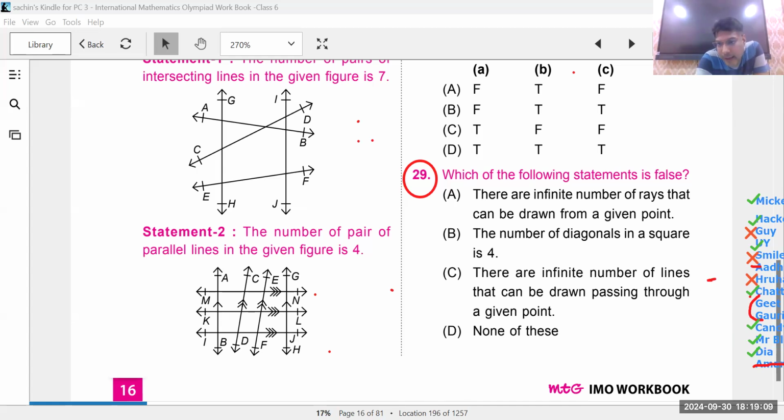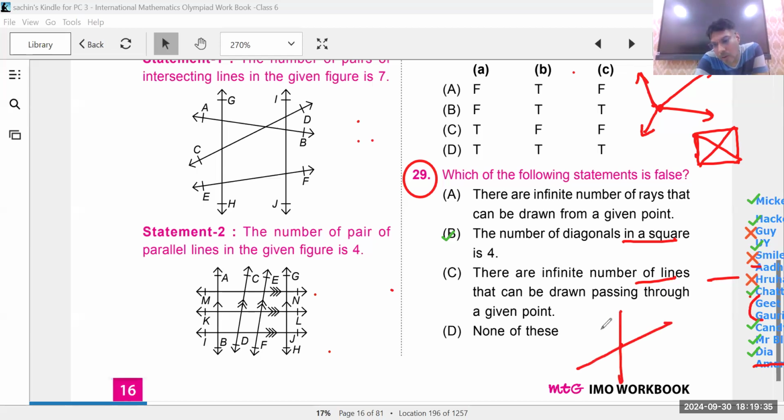So there are infinite number of rays that can be drawn from a given point. It's true because I can draw like this, like this, like this, and like this. The number of diagonals in a square are 2. There are infinite number of lines that can be drawn through the given point. So this is also true. So Smiley, Guy, Rohan, hope you have understood.